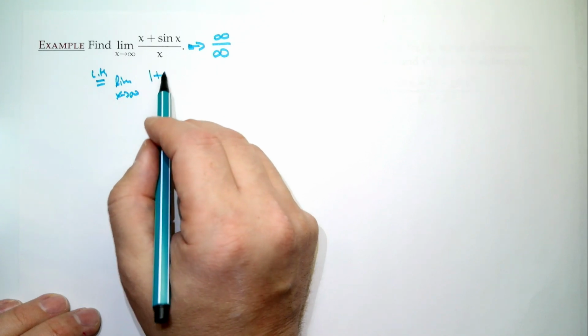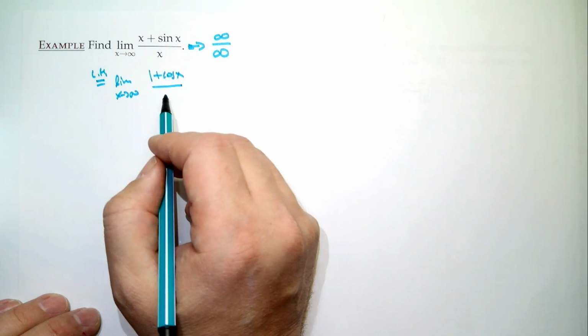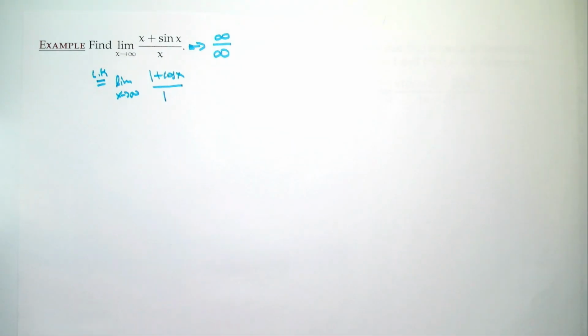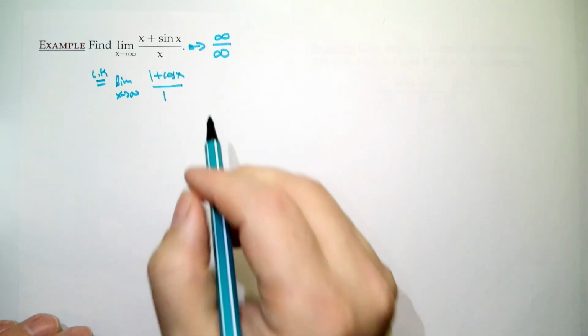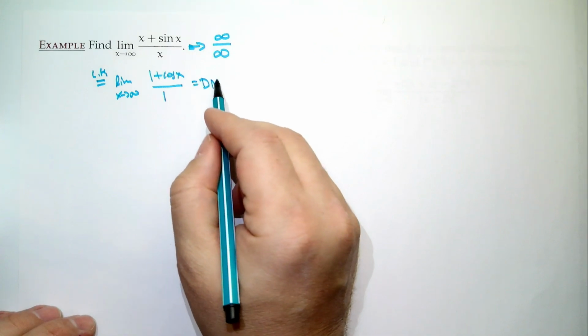Well, 1 plus cosine of x over 1. Now what happens to 1 plus cosine of x over 1? What's that limit as x goes to infinity? Remember, think about what the cosine function does. Cosine is going to keep going up and down. So what happens to 1 plus cosine x as x goes to infinity? It doesn't go to anything. It keeps moving up and down, up and down. So that limit does not exist.